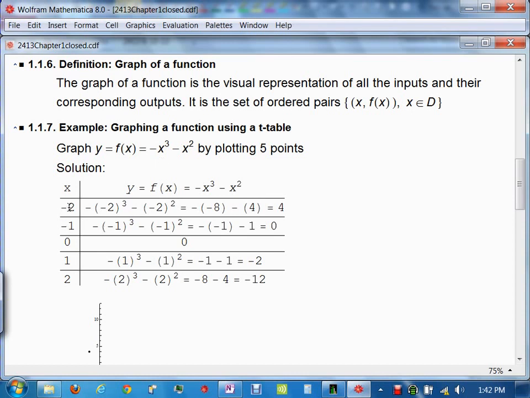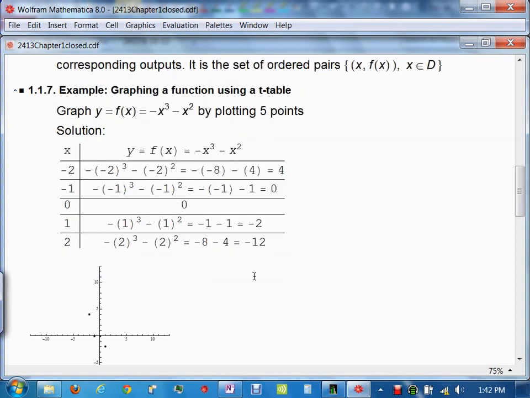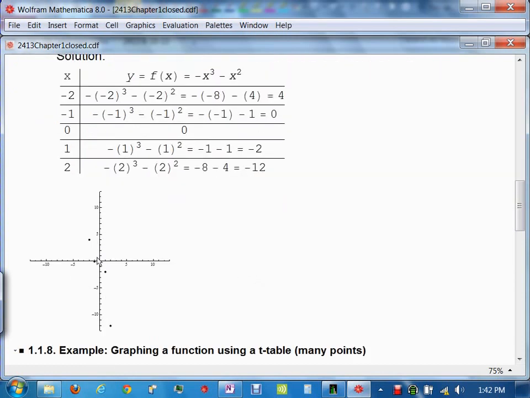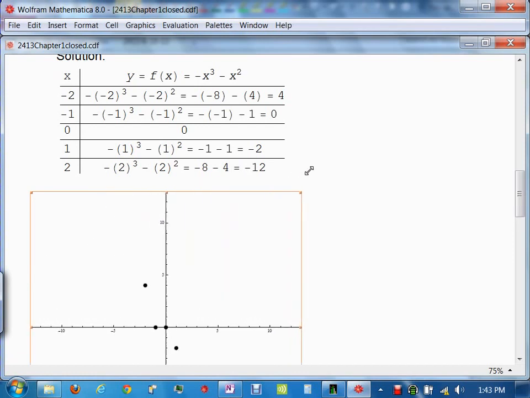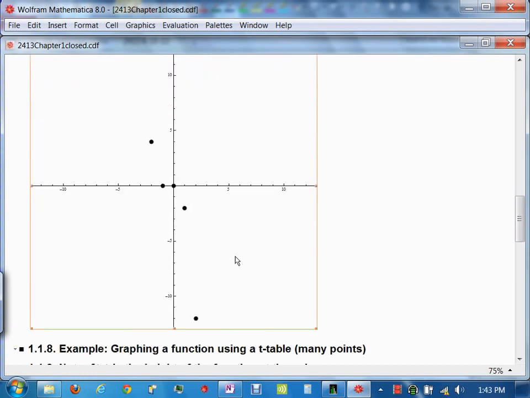So if I plug in an x, and I just picked -2, right? I could have picked anything I wanted, but I picked -2. All I have to do is plug -2 in here, and it would spit out 4, right? Then I could plug in -1, it would spit out 0. If I plug in 0, I get 0. If I plug in 1, I get -2. If I plug in 2, I get -12, right? If I plot those 5 points, this is what I get, right? Get that graph right there. Those are my 5 points. Everyone's comfortable with that, right?